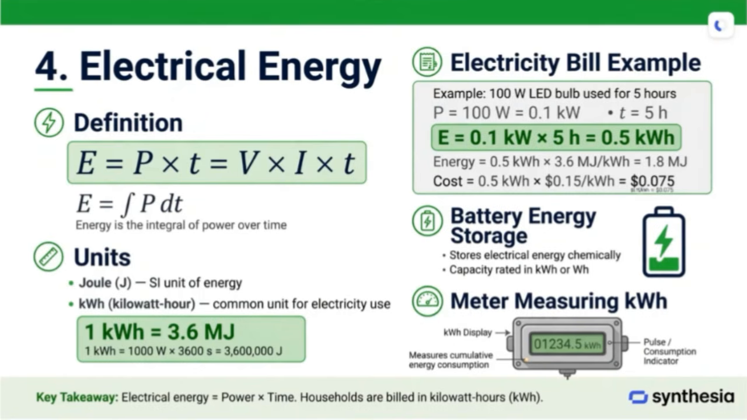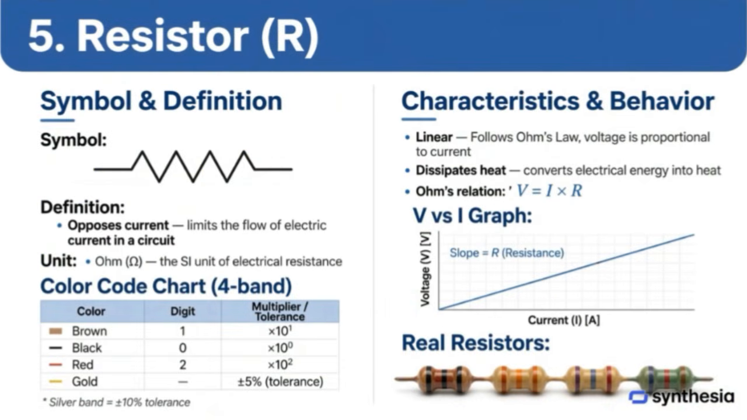Resistor. A resistor is a passive element which opposes current flow. Its symbol is a zigzag in the US or a rectangle in Europe. Its unit is ohm, omega. Properties. It is a linear device, which means its voltage versus current graph is a straight line. It dissipates energy as heat, never stores.